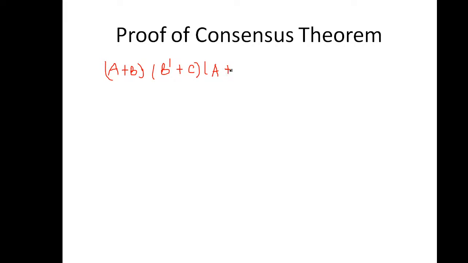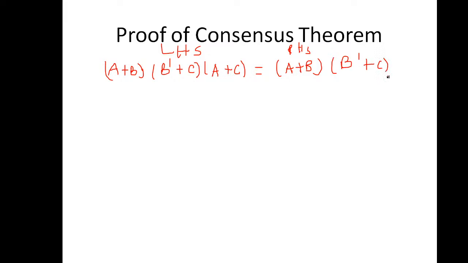Now what is the output we are getting? As far as the consensus theorem is concerned, you will be getting A plus B. We have to prove it. Okay, we have to prove this one. It's the left hand side, and here we have to prove the right hand side. So A plus B, and we multiply with B bar plus C. Let's see how it is happening.